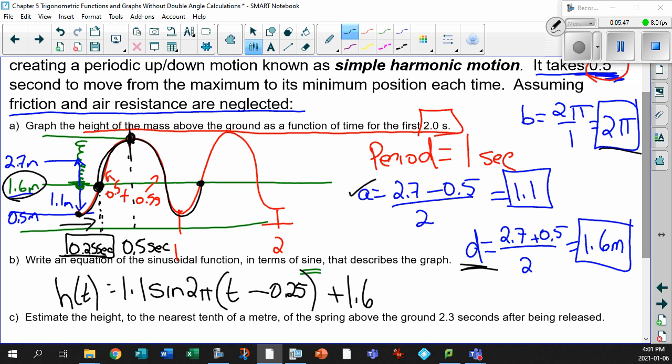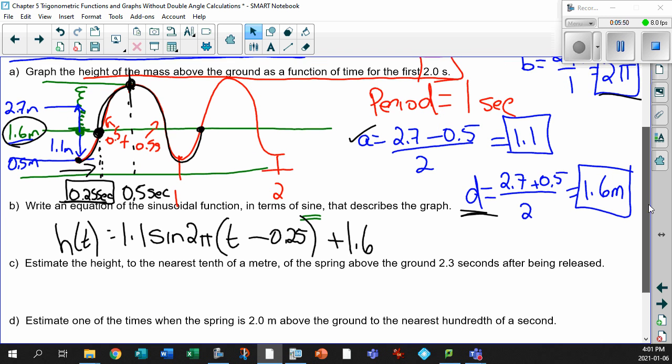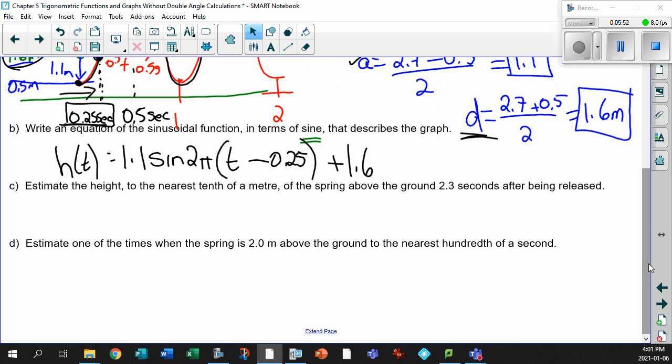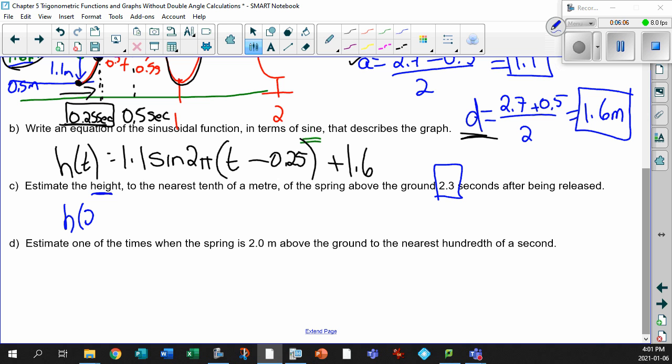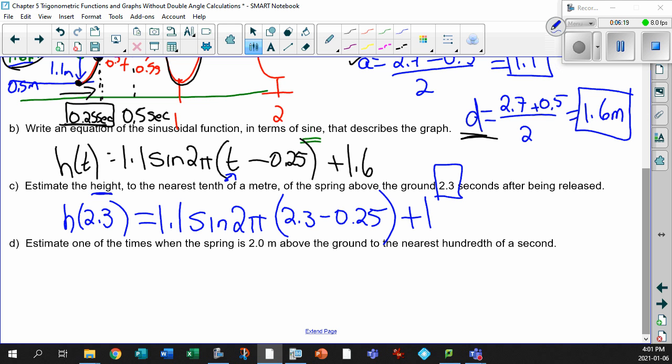Do you notice that all of these questions usually ask the same basic things over and over and over again? Look at this. It says estimate the height to the nearest tenth of a meter of the spring above the ground in 2.3 seconds. Height as a function of 2.3 seconds. Throw it in there. 1.1 sine 2 pi. The time now, this guy here, is 2.3 minus 0.25 bracket plus 1.6. Just throw it exactly how you see it on the screen right into your calculator.